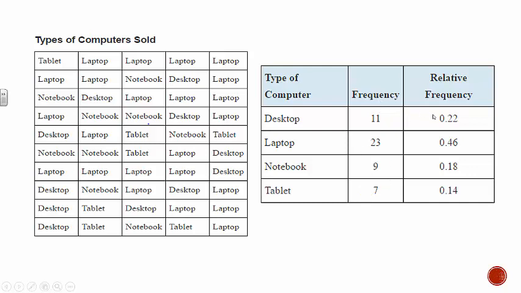Then to get my relative frequency, I can get the total of all of this, which looks like, I don't know, 30, 40, 50 total computers. For desktop, I would take the 11 divided by the total 50 to get a relative frequency of 0.22, or 22% of the data was desktop.